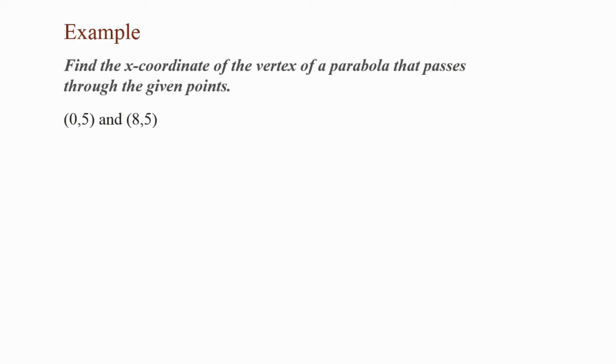Find the x-coordinate of the vertex of a parabola that passes through the given points (0, 5) and (8, 5). So we want to find the average of the x-coordinates of the two points. 0 plus 8 divided by 2 gives me 8 over 2, which reduces to 4. So 4 is the x-coordinate of our vertex.